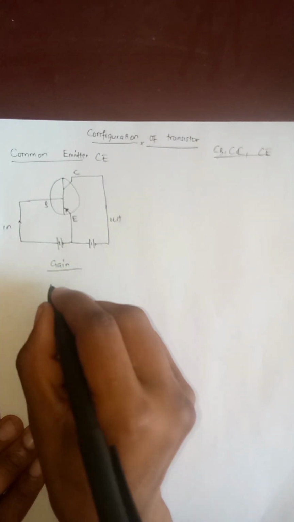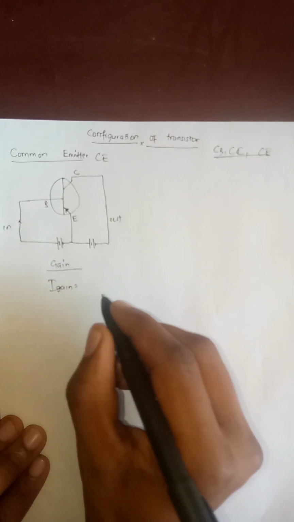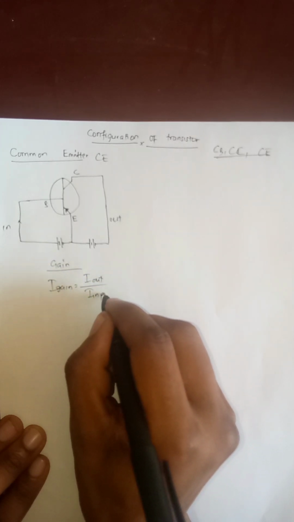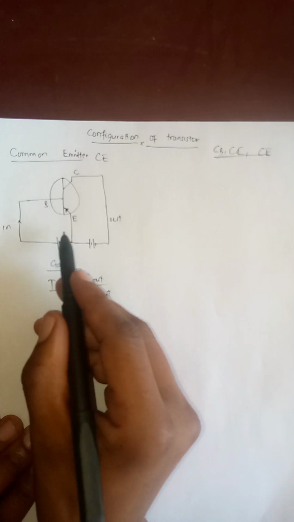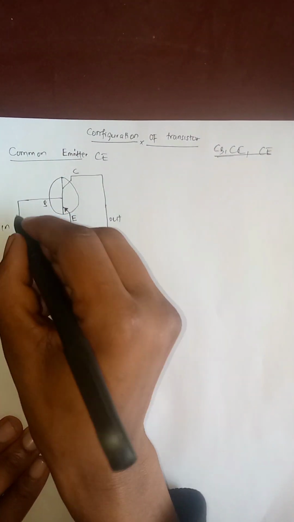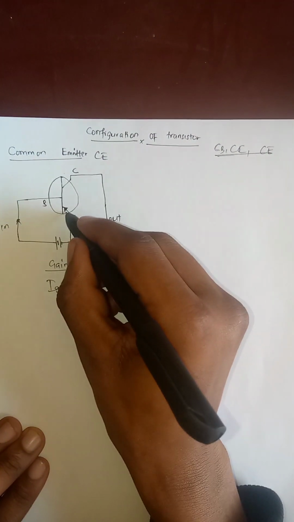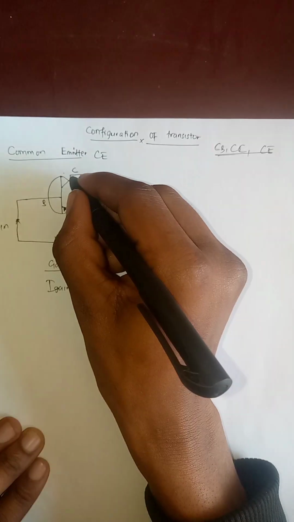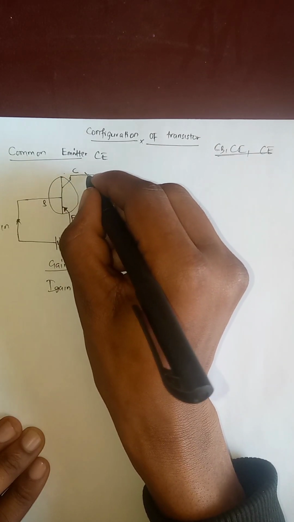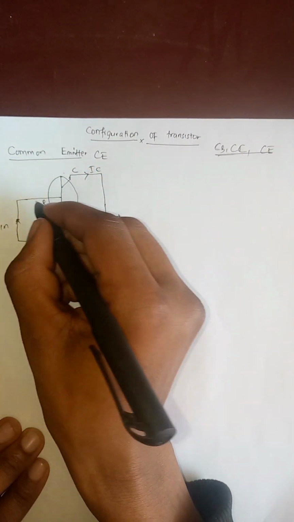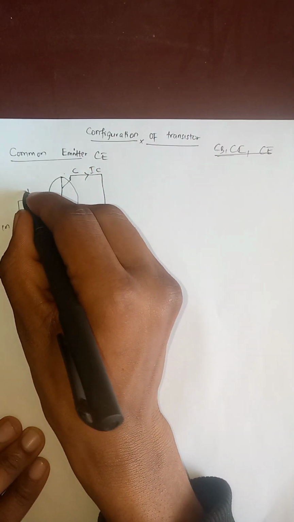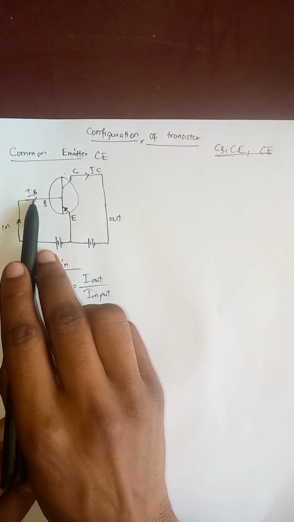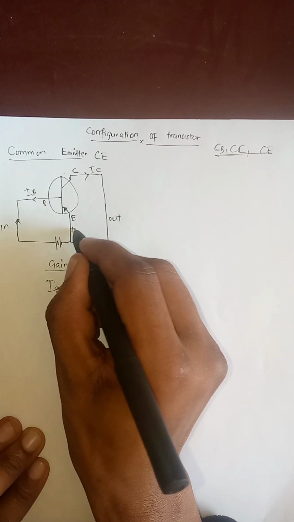Let's start with current gain, which is I output over I input. Here, the current is pointing in this direction. If the emitter is pointing in, automatically the rest will point out. So this one will get out; this is IC, and this one also will get out; this is I base. So we have IC, I base, and IE here.